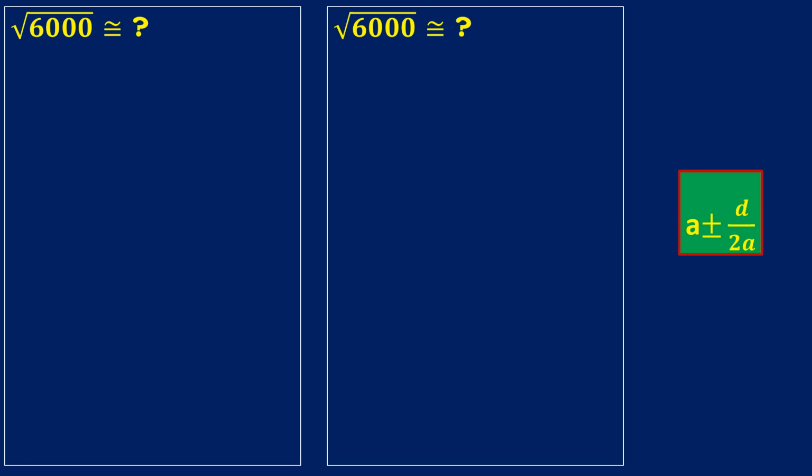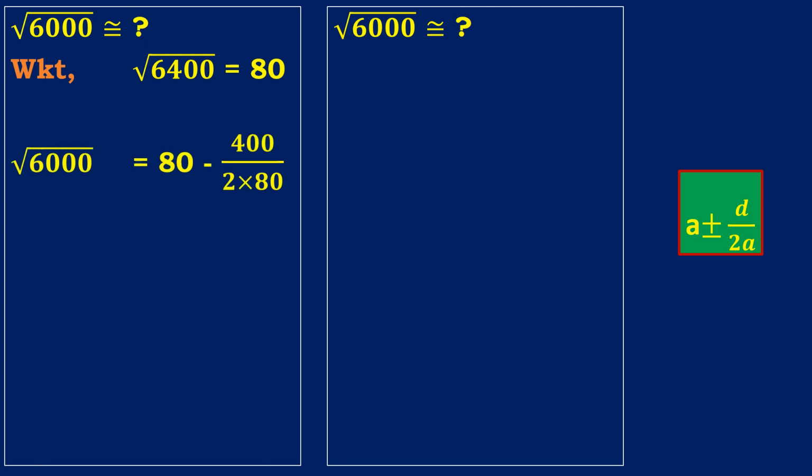Determine the square root of 6,000. You know that the integer 6,000 is not a perfect square. As we all know, 80 squared equals 6,400, which is the nearest value of 6,000. We will say a is 80. D is the difference between 6,400 and 6,000, which is 400. We are looking at the integer 6,400, which is more than 6,000. The square root of 6,400 is 80.